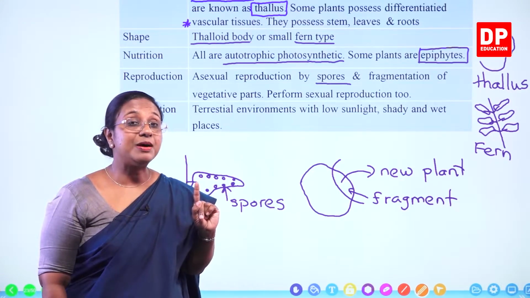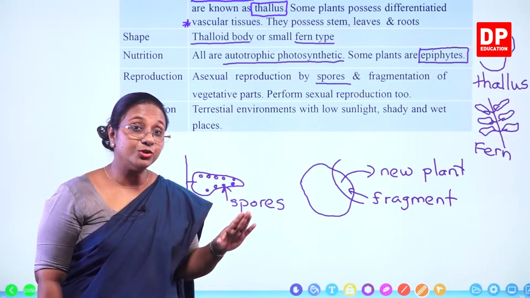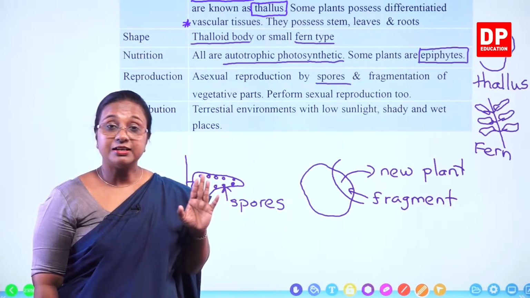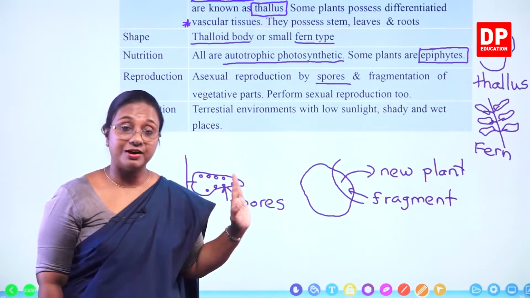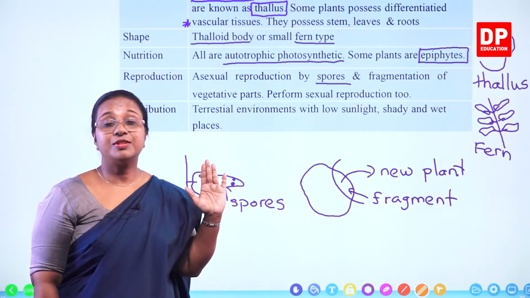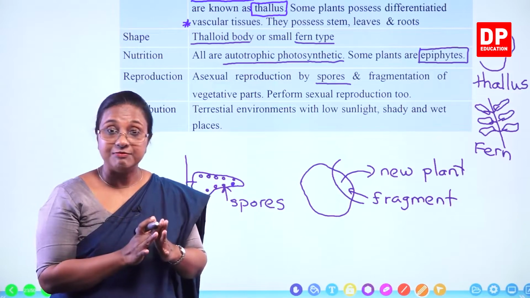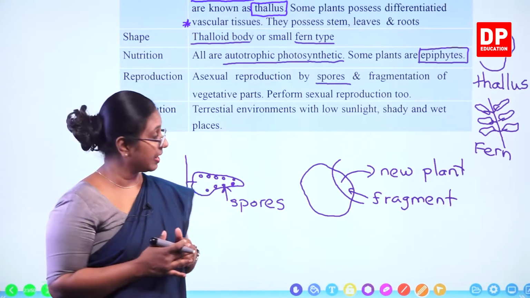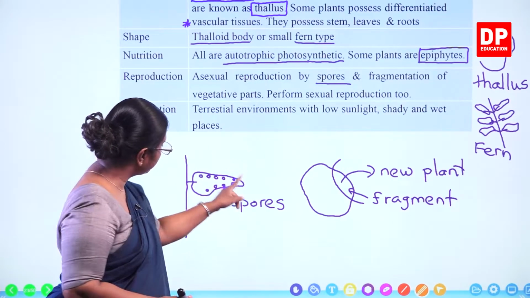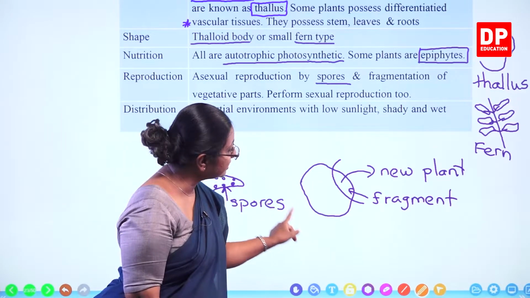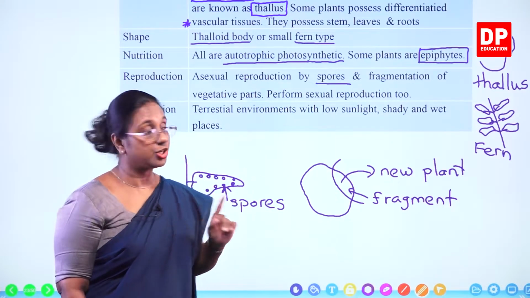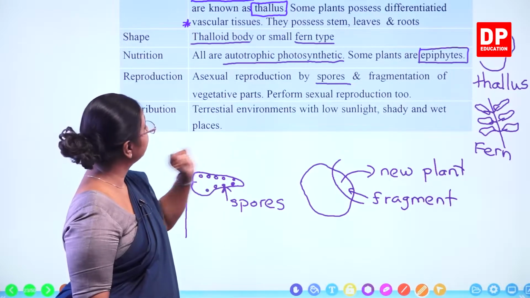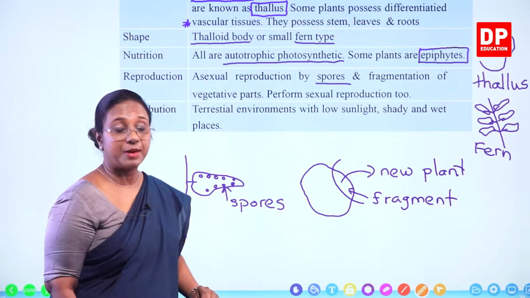What do you understand by vegetative parts? Now as I told you, flowers are the reproductive structures or reproductive parts. Here there are no flowers. So all parts of the plant come under vegetative parts except for flowers, that are the sexual reproductive parts. So here you can see spores under the leaves. Here the thallus itself undergoes fragmentation. So that is why we say asexual reproduction by spores and fragmentation of vegetative parts.